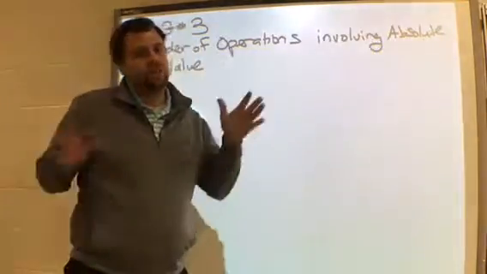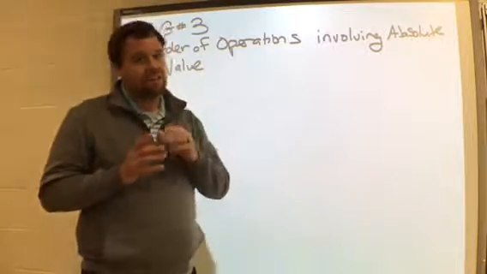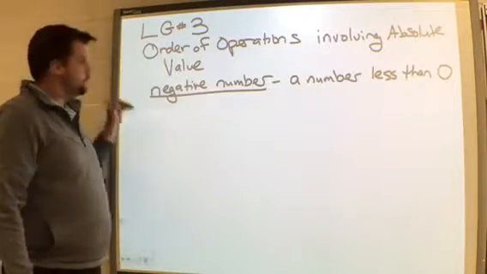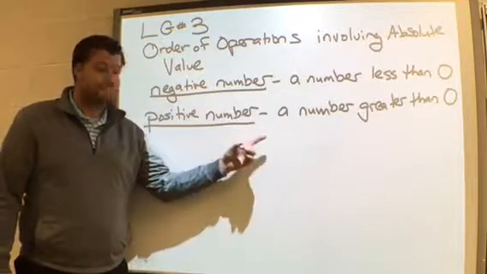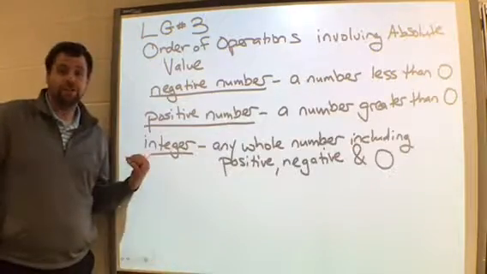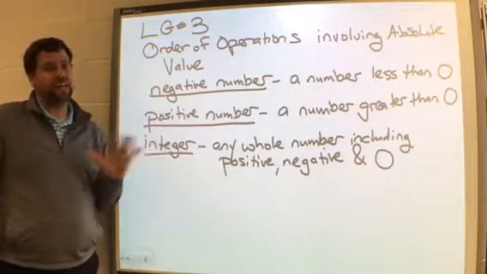Before we get started, I just want to catch up on a few vocabulary words that will be important in today's lesson. A negative number. It's a number less than 0. Positive number. It's a number greater than 0. An integer is any whole number including positive, negative, and 0.